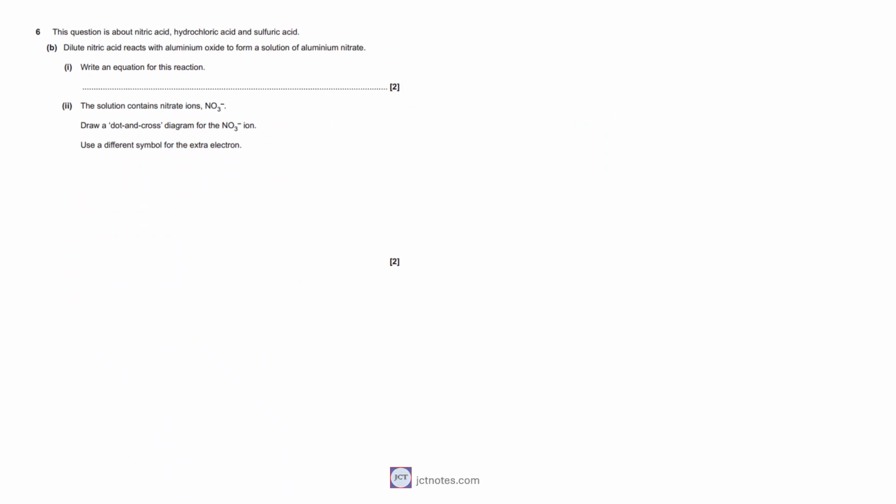In Part B of Question 6, we are looking at the reaction between dilute nitric acid and aluminium oxide to form aluminium nitrate. The first question asks us to write the balanced equation for the reaction. We are given the reactants, nitric acid and aluminium oxide. We are also told that one of the products is aluminium nitrate. At this point, we can see that the hydrogen from the nitric acid and some of the oxygen from the aluminium oxide are not accounted for in the product aluminium nitrate. This suggests that water is the second product.